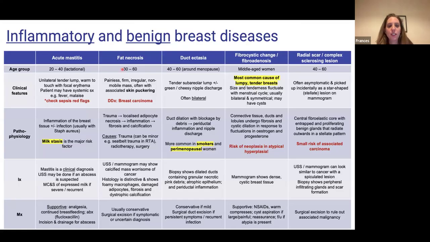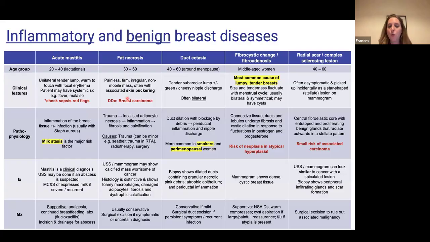Then we have fat necrosis. This is typically when patients are presenting with a painless, firm, irregular, non-mobile mass, and it's associated with skin puckering. So what's happening is that essentially it's often caused by some kind of trauma, and that trauma history is really important because it almost clinches the diagnosis for you, especially in a question stem.